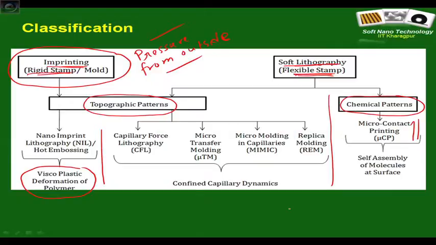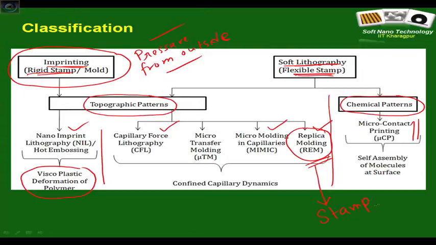from the parent method. So, we will be talking about these methods: nano imprint lithography, capillary force lithography, micro molding in capillaries, replica molding. This is the first one we will get started, because this sort of supplies the stamp for most other soft lithography techniques.